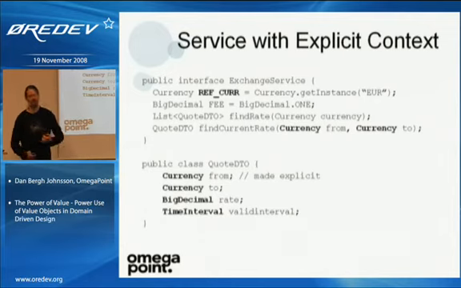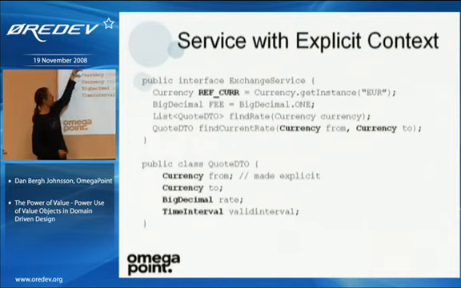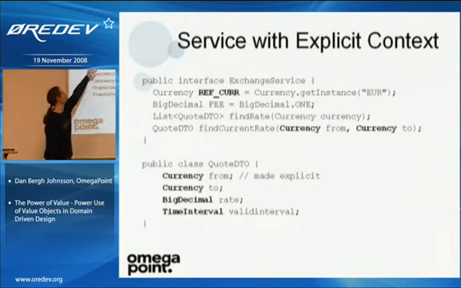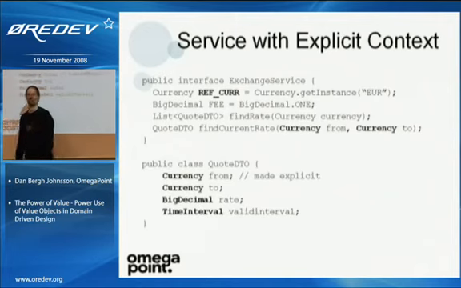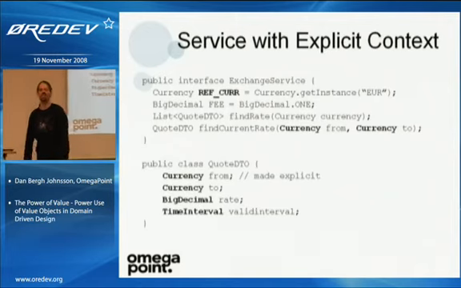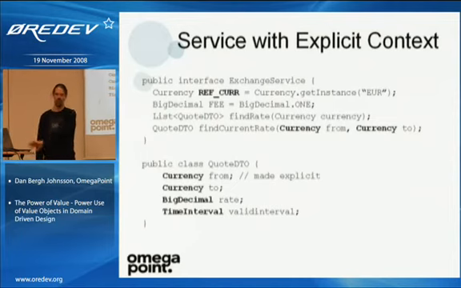So, if we change this, we'll change the quote DTO to now contain the from currency and the to currency together with the rate. And we might even change the find current rate to take two parameters to make it explicit that, well, I want to find the rate from one currency to another currency.